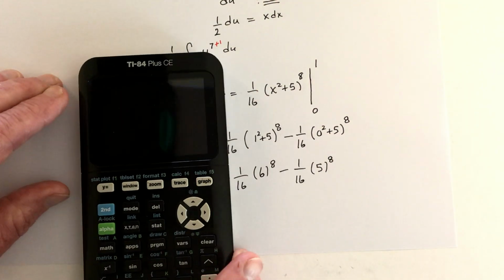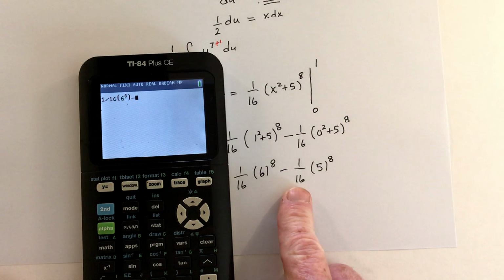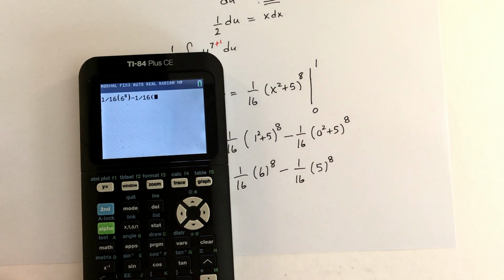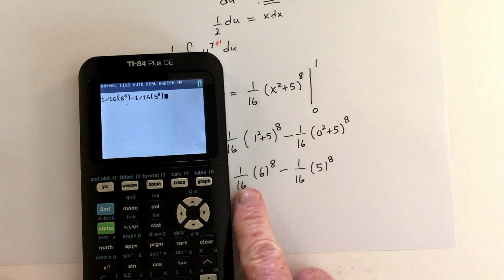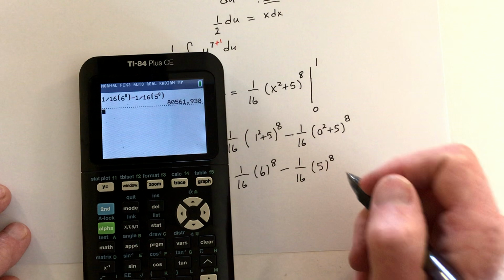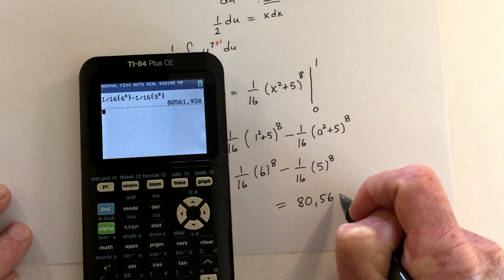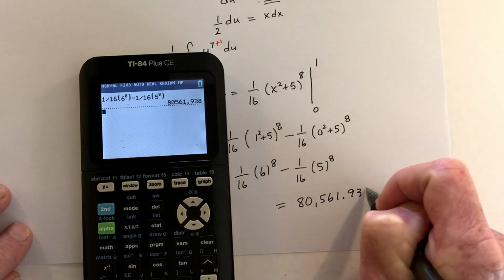And what is that final answer? So I've got 1/16, and then there's a 6 raised to the 8th power, and then minus this 1/16, and then a 5 raised to the 8th power. And then I'm just double checking that I typed everything in. All right. So the answer is 80,561.938.